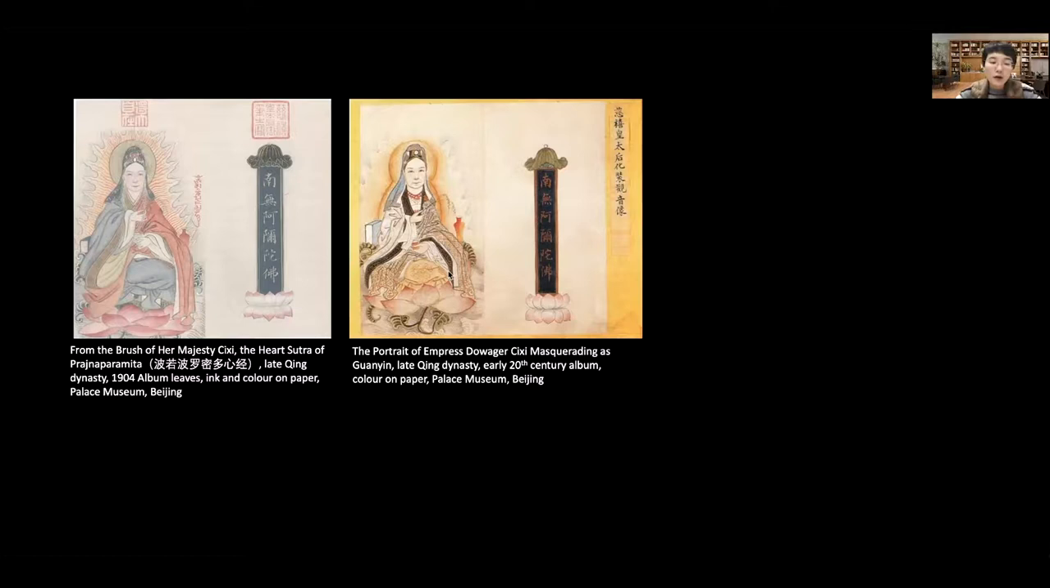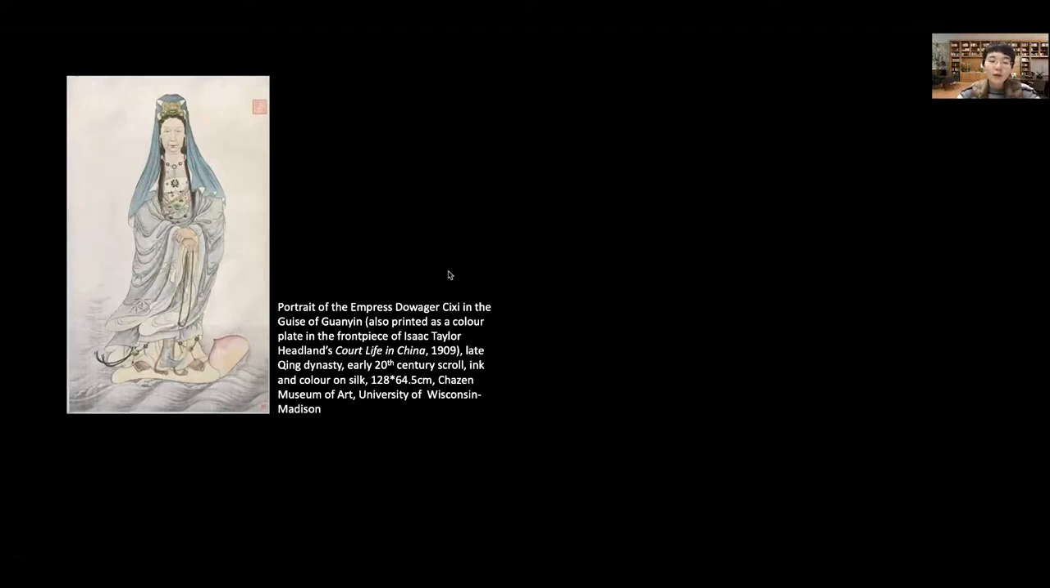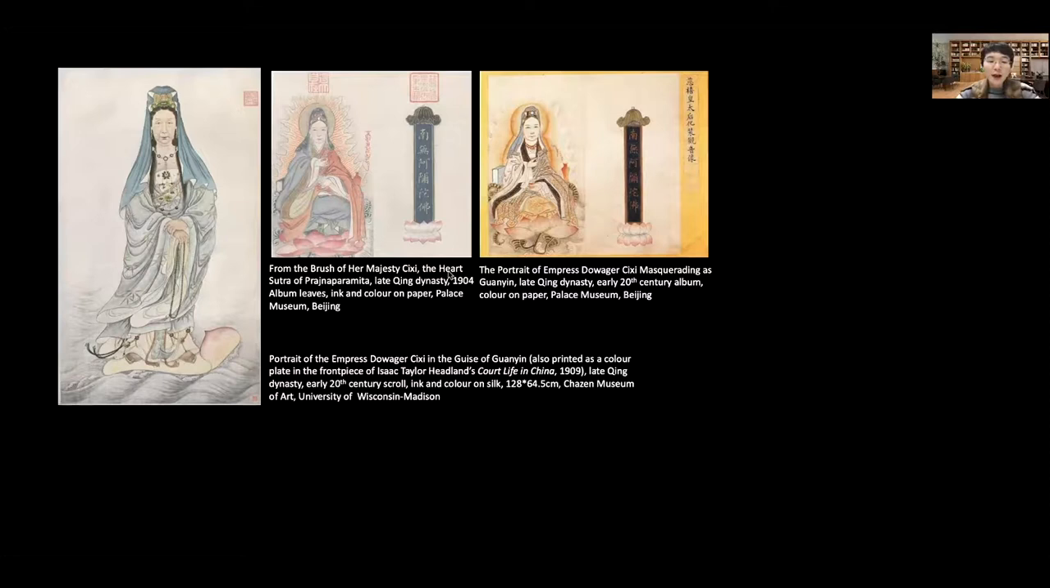She also ordered court painters to draw her Guanyin portrait in this Buddhist scripture, the Heart Sutra, to hand out as presents to officials. Moreover, in 1909, her Guanyin portrait was even published in a book in New York. According to the author, this ink painting was a secret gift from one of Cixi's court painters. Here, as some scholars noticed, it is attractive that the traditional white-robed Guanyin was depicted in a blue shawl, like this. We know the color blue is usually associated with Mary in Western Christian culture.